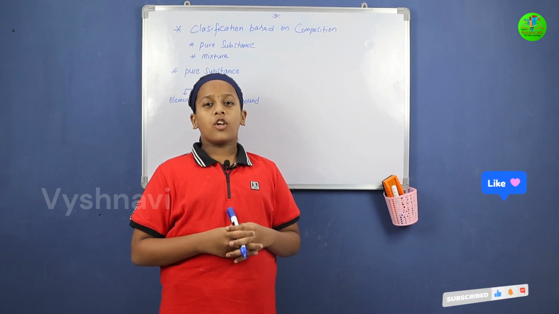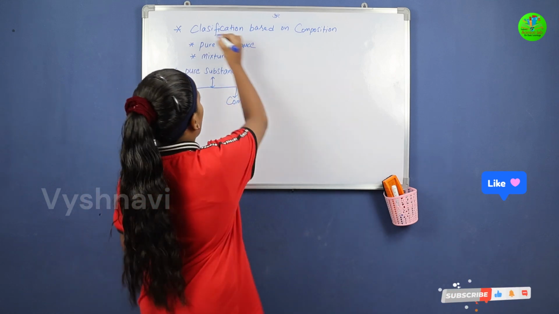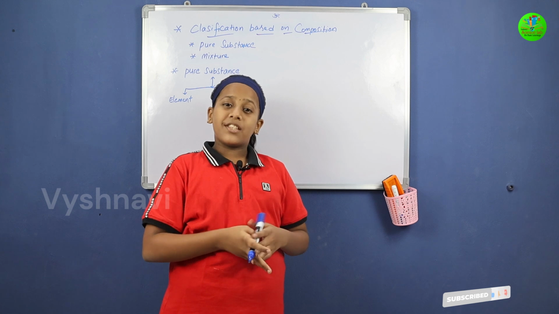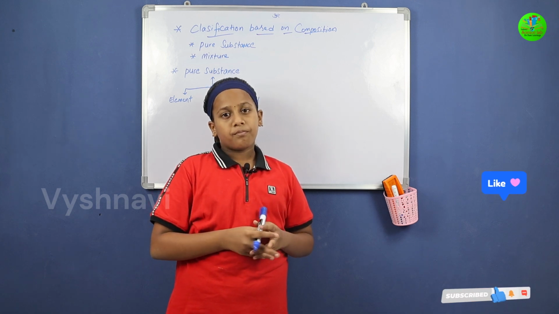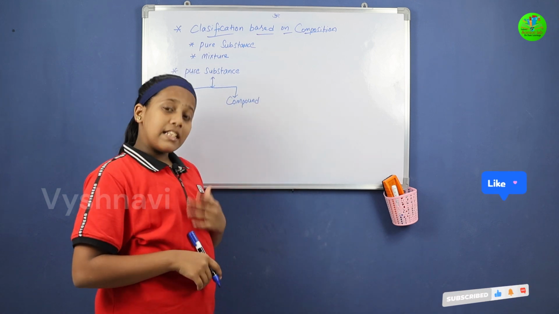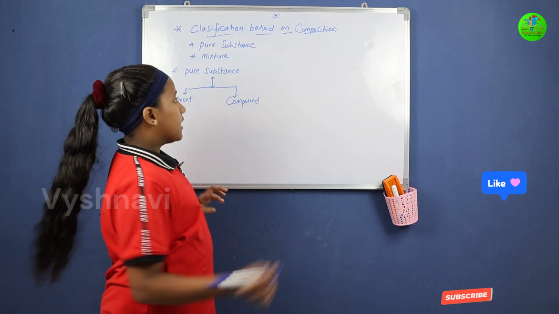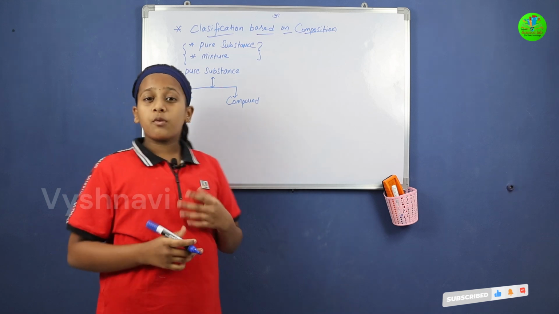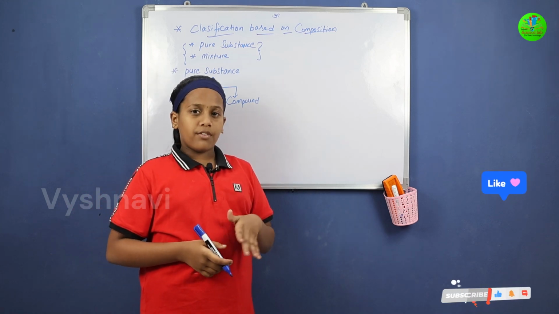Today we are discussing the topic of classification based on composition from the subject of chemistry. What is the classification based on composition? It is divided into two types, that is pure substance and mixture. What is pure substance? One by one we will discuss.